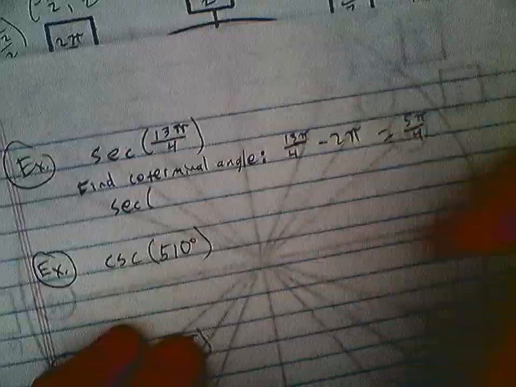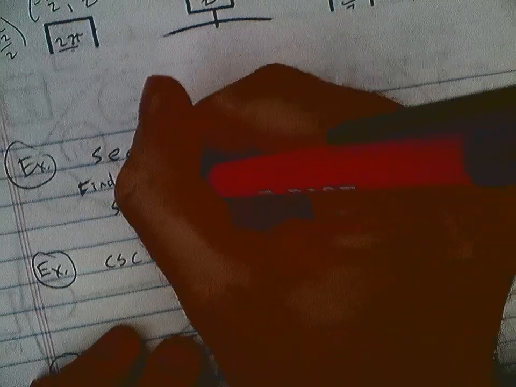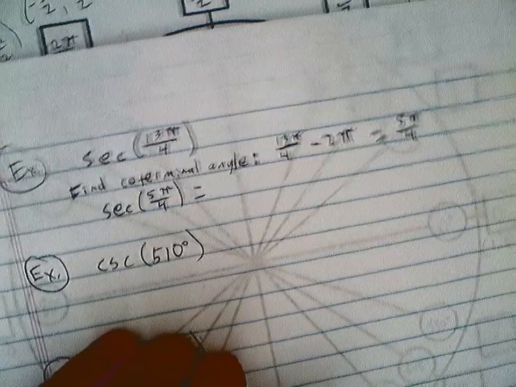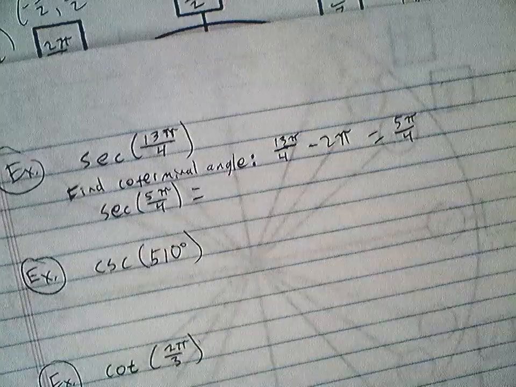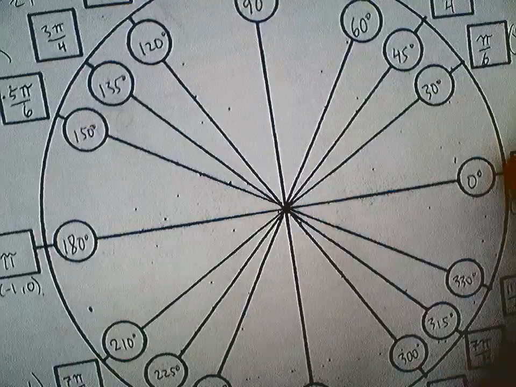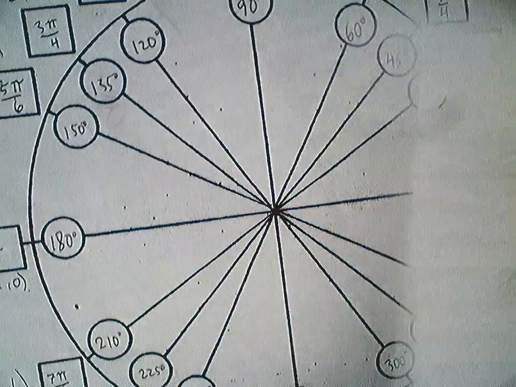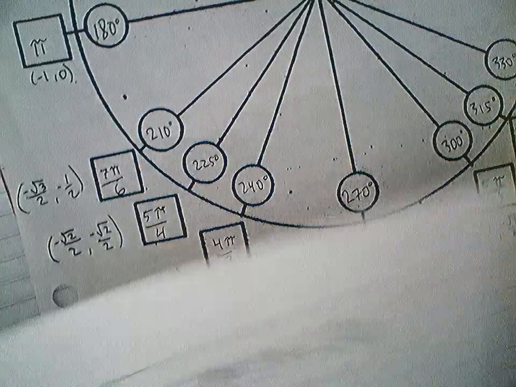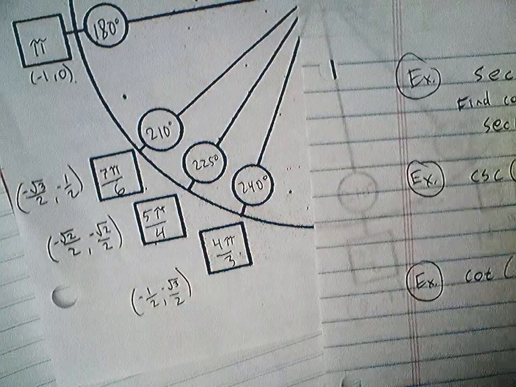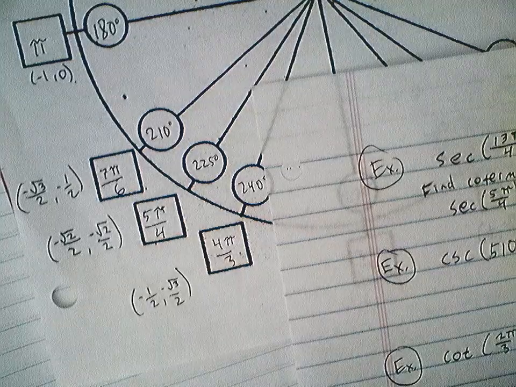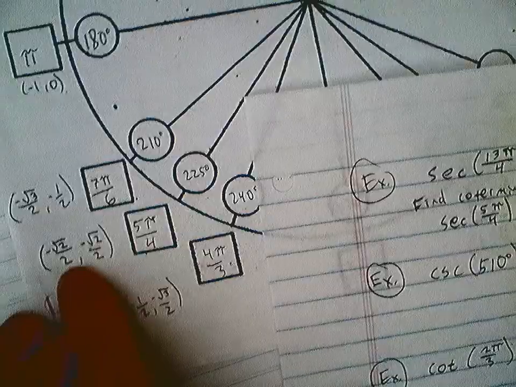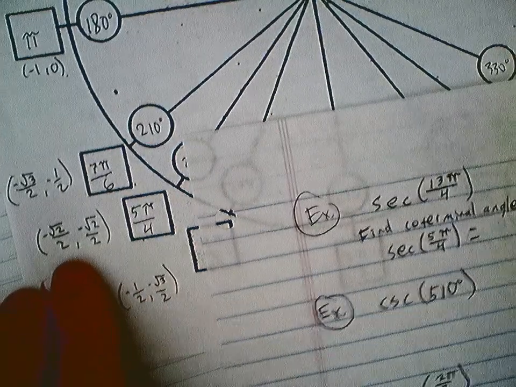So because it is a coterminal angle, the secant of 5 pi over 4 is going to give me the same value as the secant of 13 pi over 4, because they're essentially the same angle. So let's find 5 pi over 4 on our unit circle. It's in the third quadrant. So if I want to find the secant of 5 pi over 4, I need to look at the x-coordinate. Here's the x-coordinate: negative square root of 2 over 2.